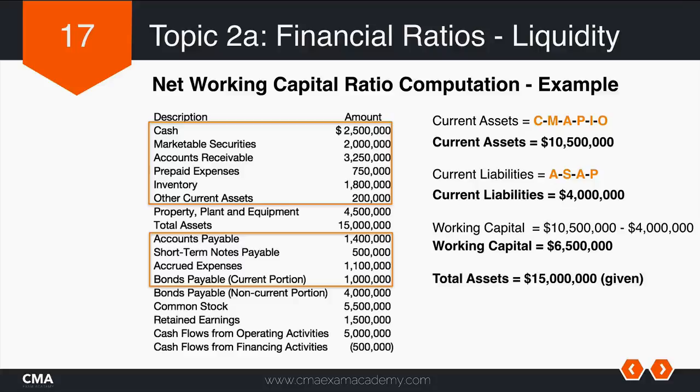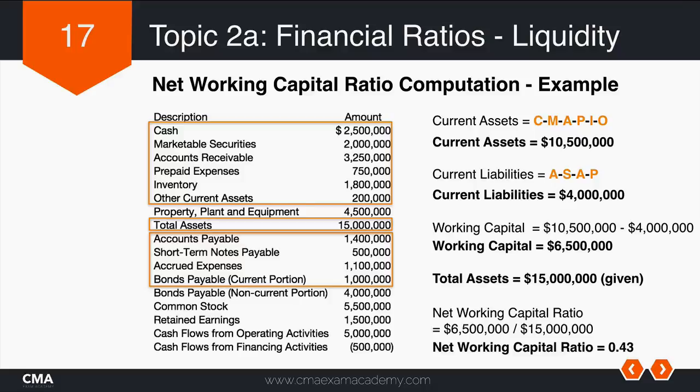The denominator of the net working capital ratio, the total assets, is given amounting to $15 million. Therefore, our net working capital ratio will be $6,500,000 working capital divided by total assets of $15 million, which is 0.43 or 43%. Again, the adequacy of net working capital ratio will vary on a case-to-case basis as previously discussed.